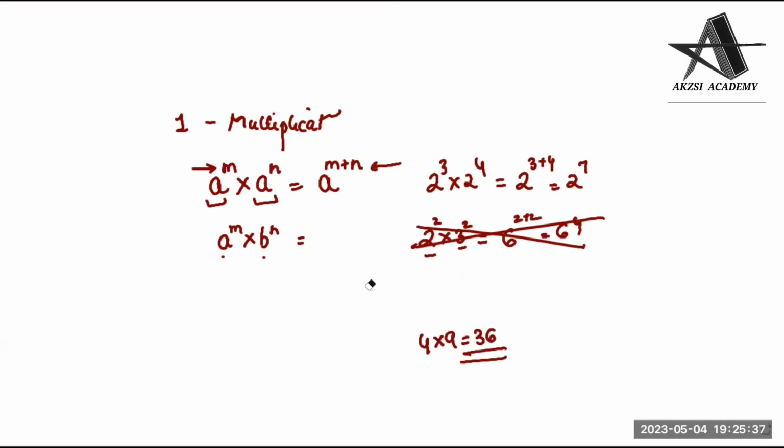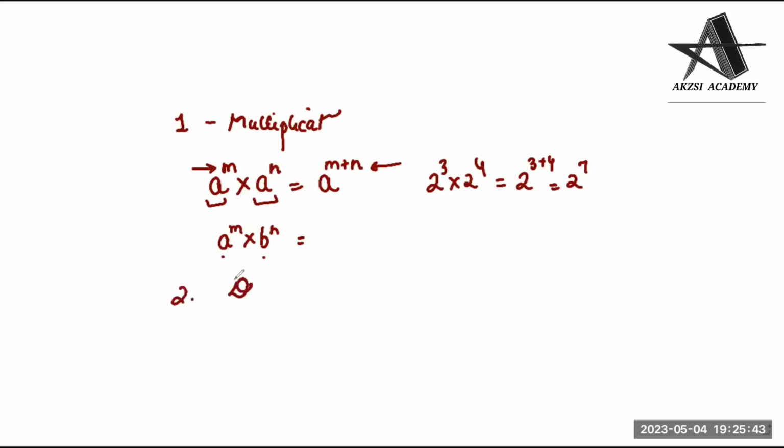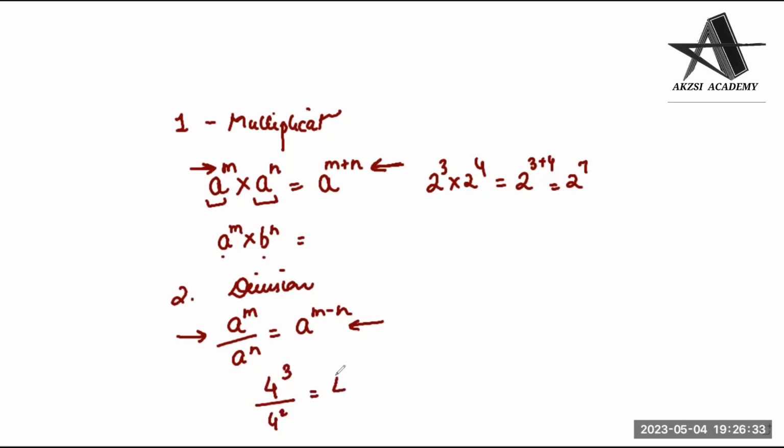Let's move on to the next rule. It deals with division. a to the power of m over a to the power of n is equal to a to the power of m minus n. So what happened here? Here you have divided two different indices having the same base and in that case you subtracted the powers. Say for example it's 4 to the power of 3 over 4 to the power of 2. Simply, the base number is exactly the same, 4 to the power of 3 minus 2 which is 1. That is 4 to the power of 1, which is 4.